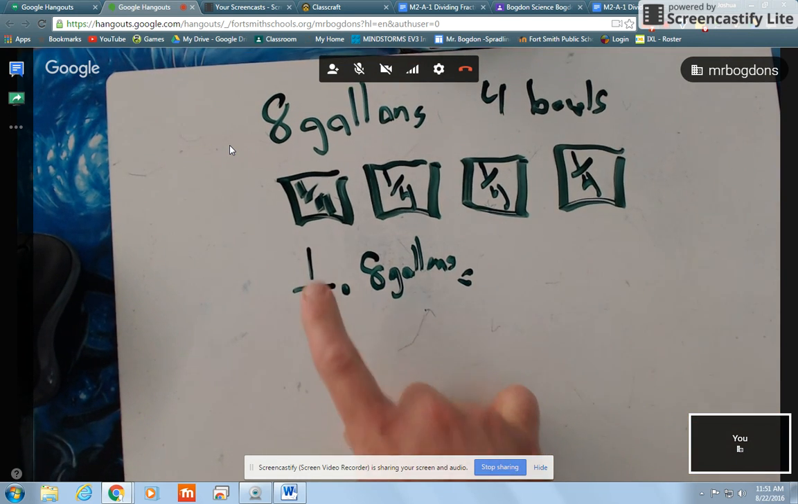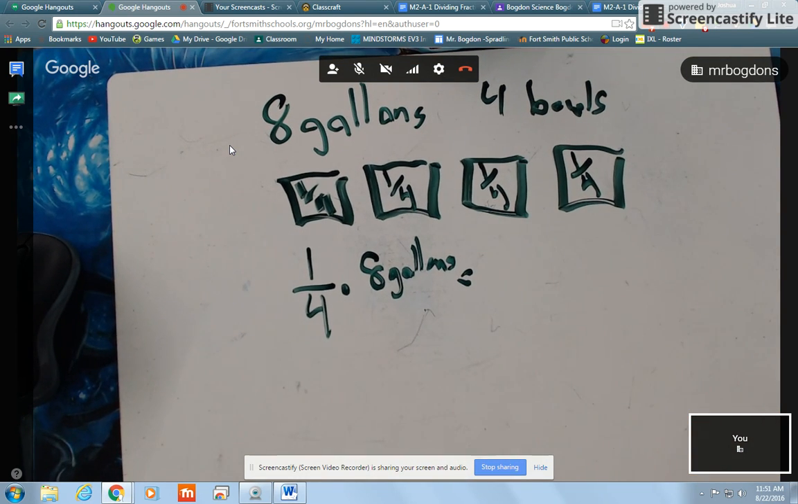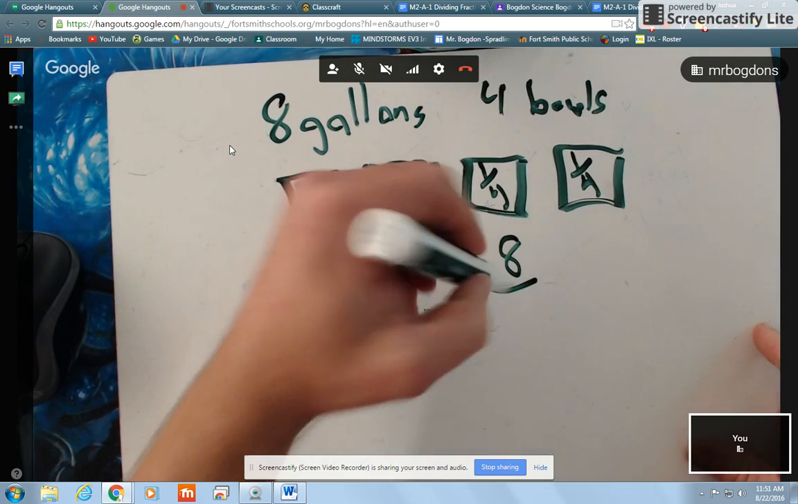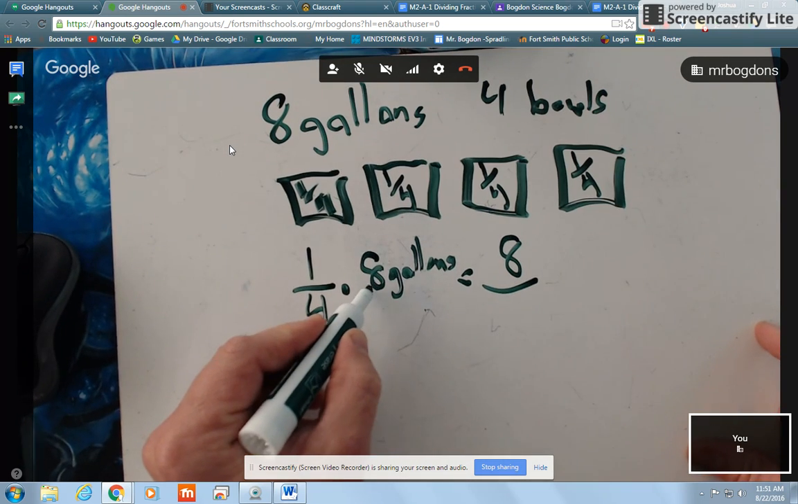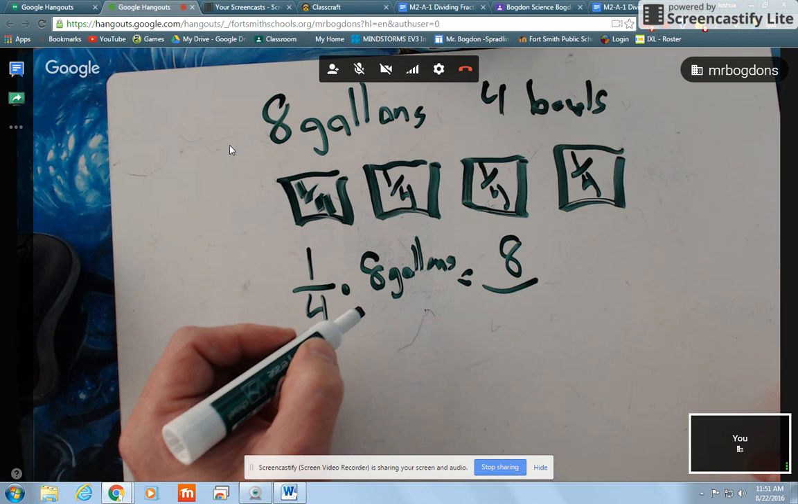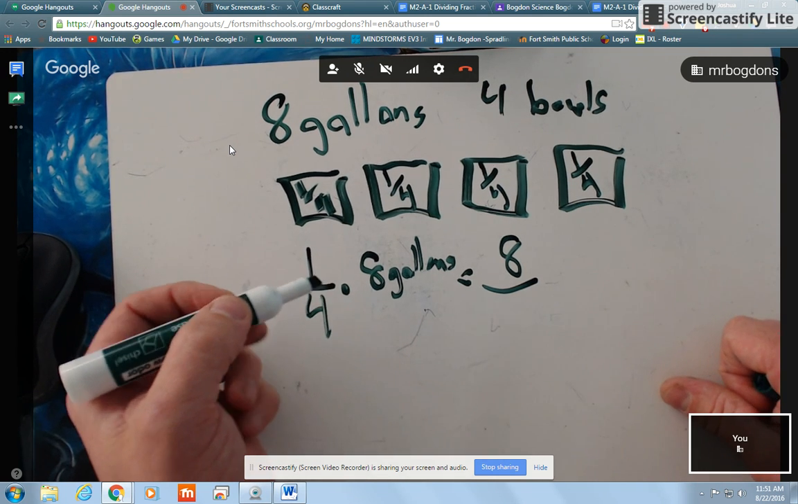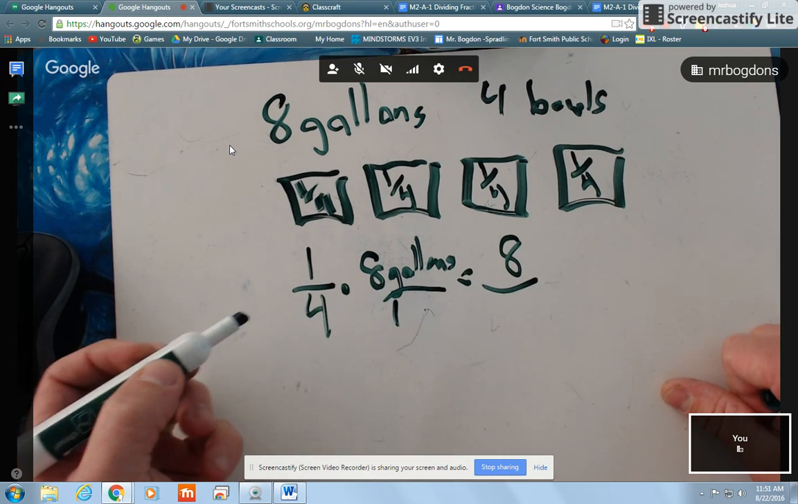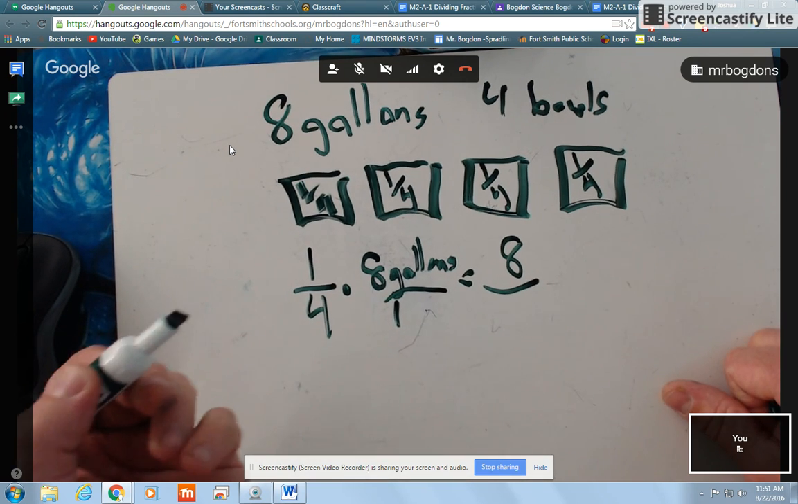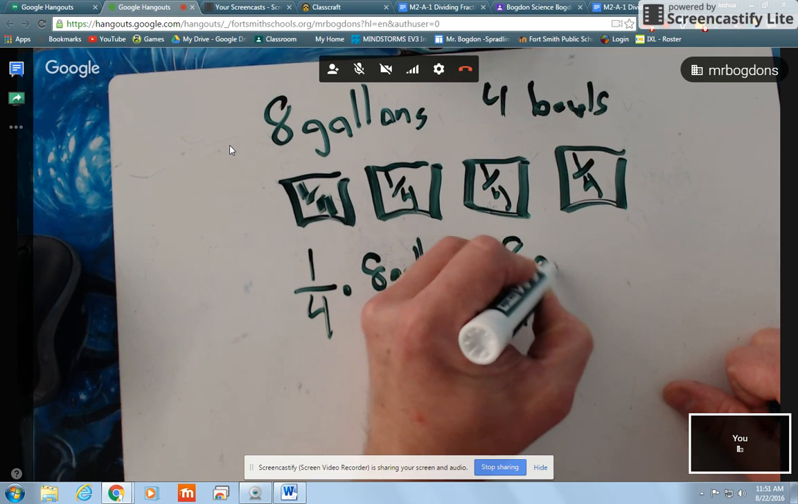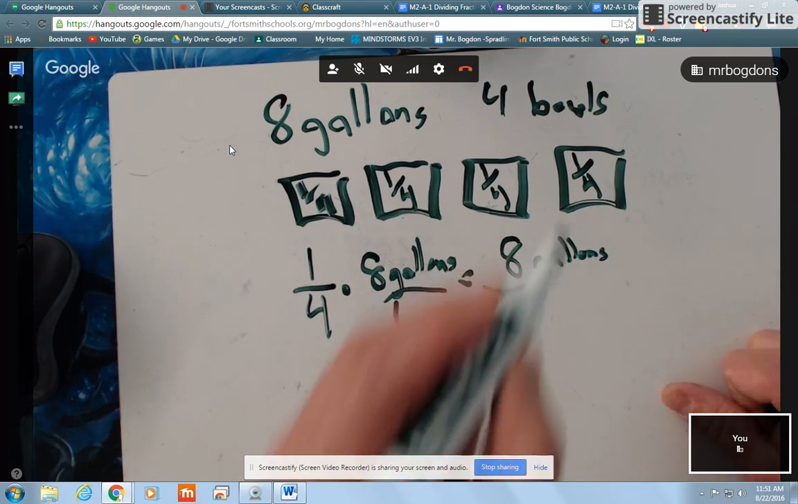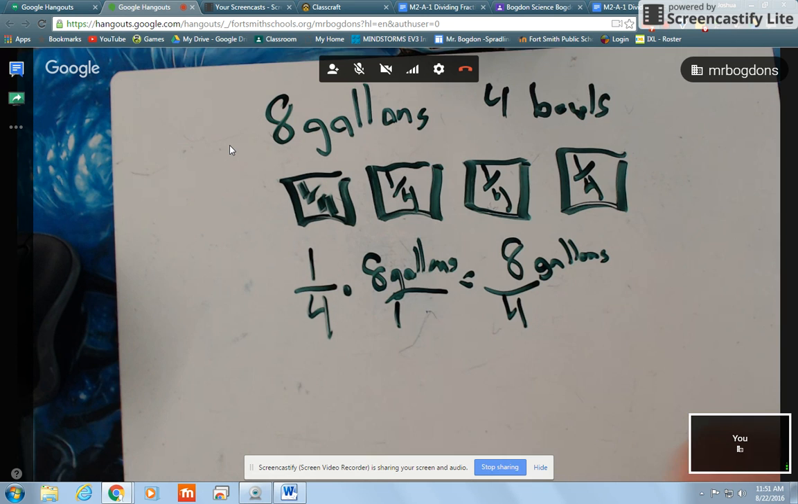So what is 1 times 8? And then I know that I multiply across. How can I rewrite this 8 as a fraction? 8 over 1. So 4 times 1 is? So each of these bowls will get 8/4 of a gallon. If I said 8/4 of a gallon, that doesn't really make sense. How can I simplify that fraction?